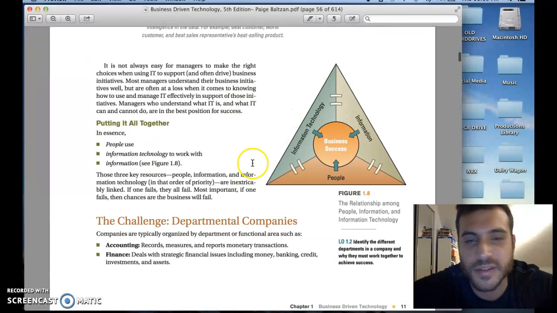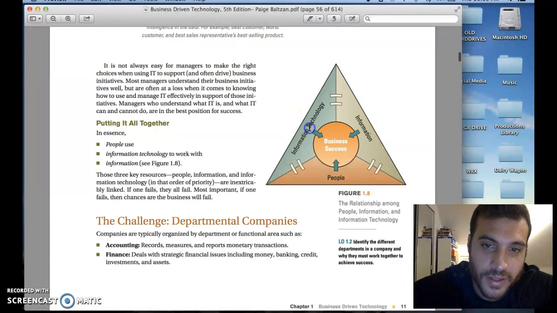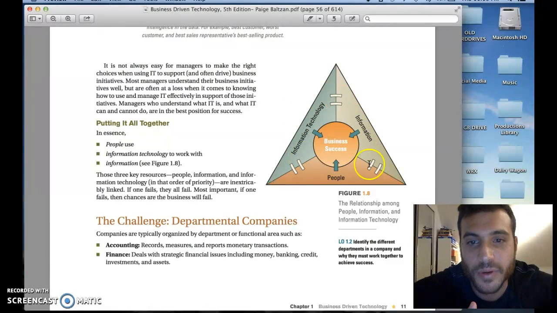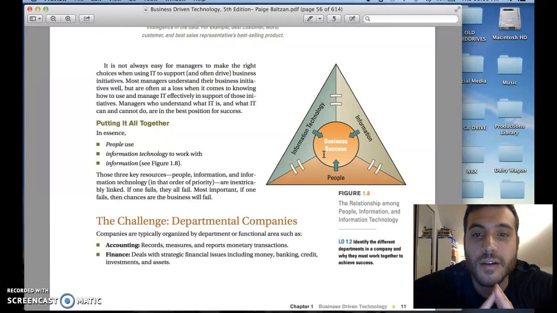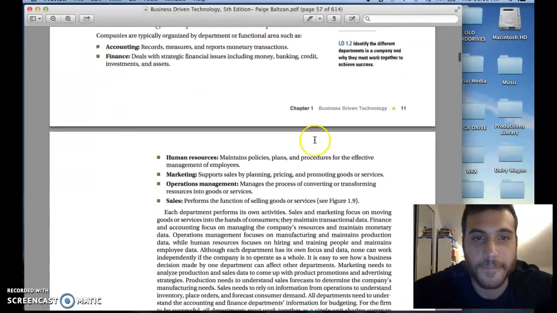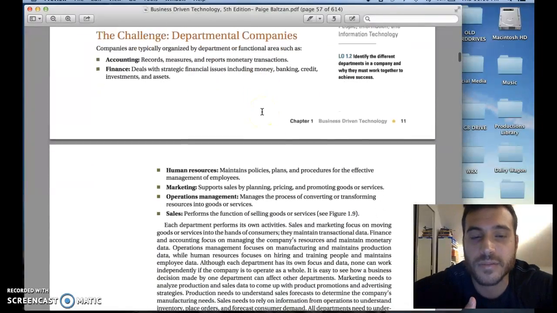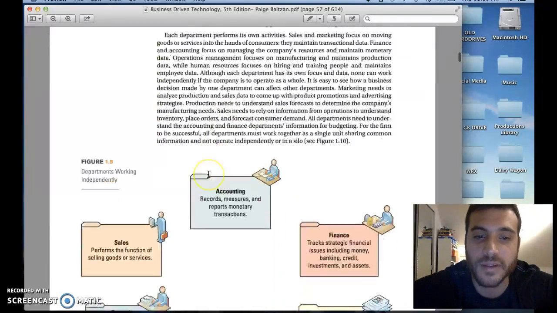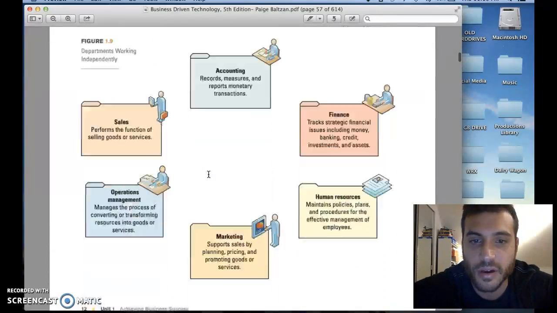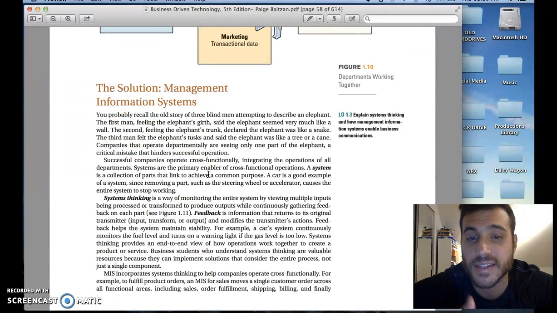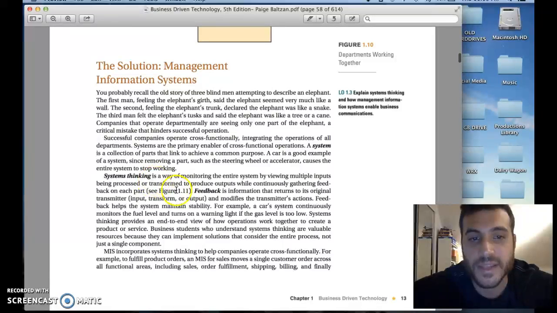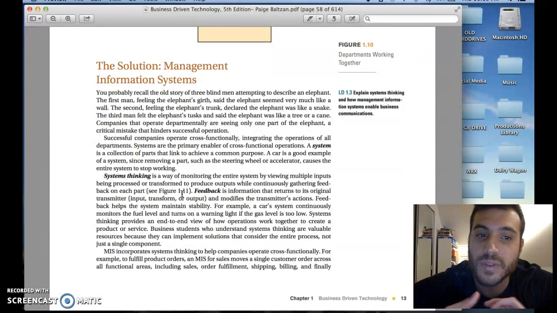Now, here it sums it up, it puts it together. You have information, technology, and people. And all these components together, coordinated, lead to business success. And here we have the departmental companies, which I was explaining before, all the different departments of a company, and how all these are tied together by systems thinking. It's a way of monitoring the entire system, meaning the entire organization, all the different departments, in order to view the inputs, process the information, and produce outputs.